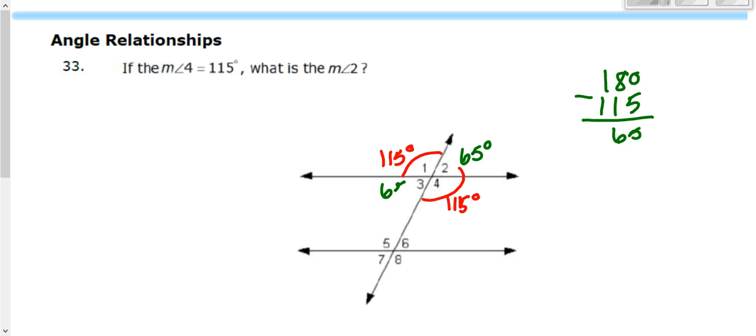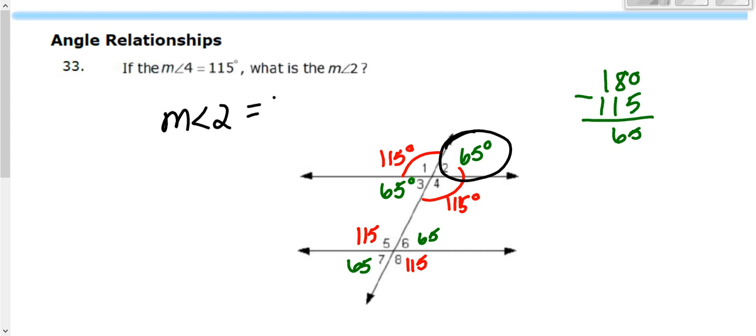Well, we know this is also 65 degrees. We know this then is 115 and 115 and 65 and 65. We know that the angles on the bottom are equal to those on the top. So really, the question asks us just what the measure of angle 2 is, but we talked about all of them. So the measure of angle 2 is 65 degrees.